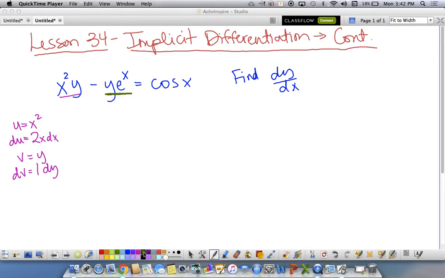I'm going to do a second one in green. I'm going to keep it over here on the side. If u equals y, we've just done that. du equals 1 dy. If v equals e to the x, what does dv equal? E to the x, what did you take the derivative of? Based on x, dx. So it's e to the x dx. So those are my two product rules that we will use.